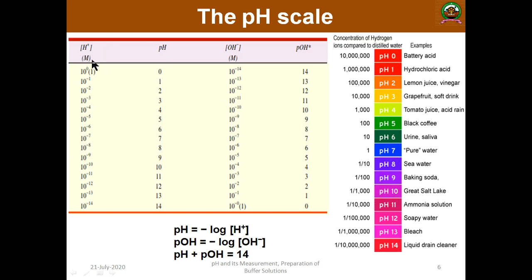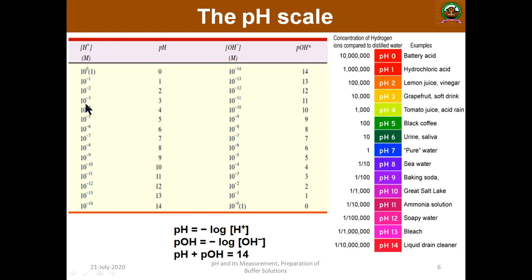Here the molarity of H plus ion is 10 raised to 0, that is 1, the pH is 0, and the hydroxyl ion is very low. If the H plus ion is high, the hydroxyl ion is very low, 10 raised to minus 14. So the pOH is 14. When the pH is 0, the pOH is 14. When the pH is 1, the pOH is 13. When the pH is 2, the pOH is 12.